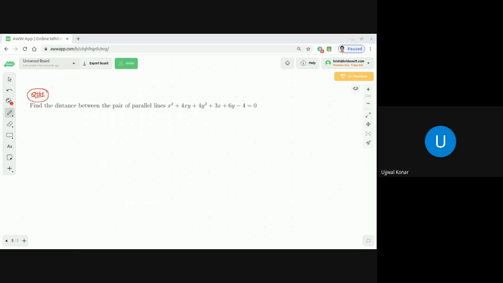Let me copy paste from the study material. The second question is that if the pair of straight lines ax square plus 2hxy plus by square plus 2gx plus 2fy plus c equal to 0 intersect on the y-axis, then prove that 2fgh is equal to bg square plus ch square.